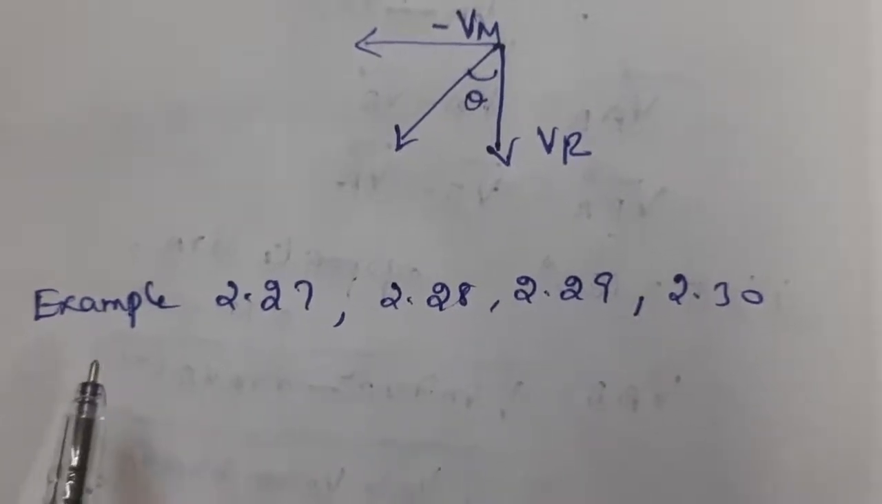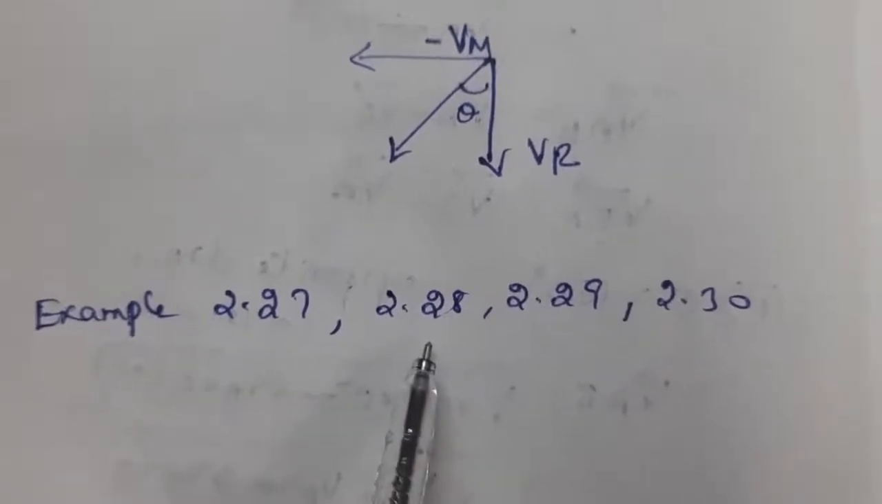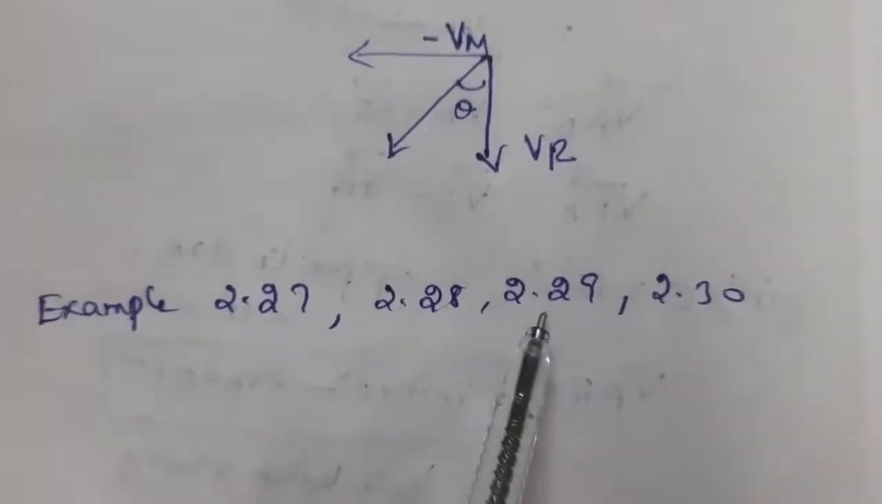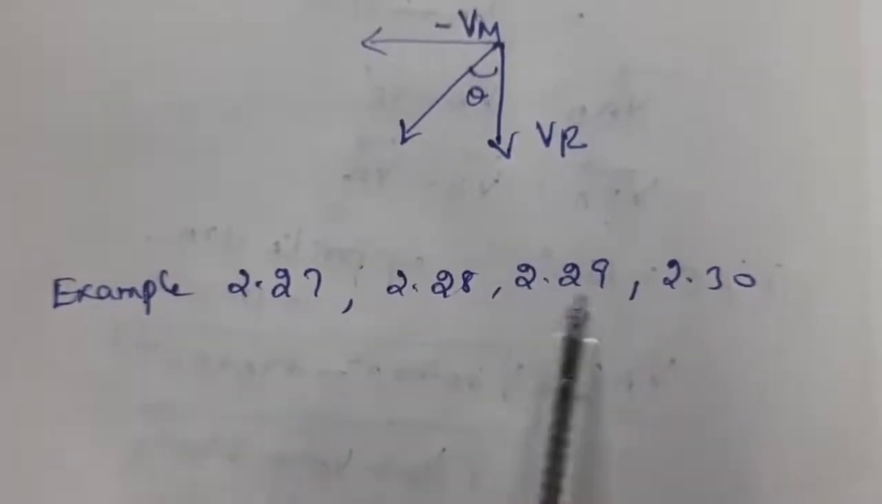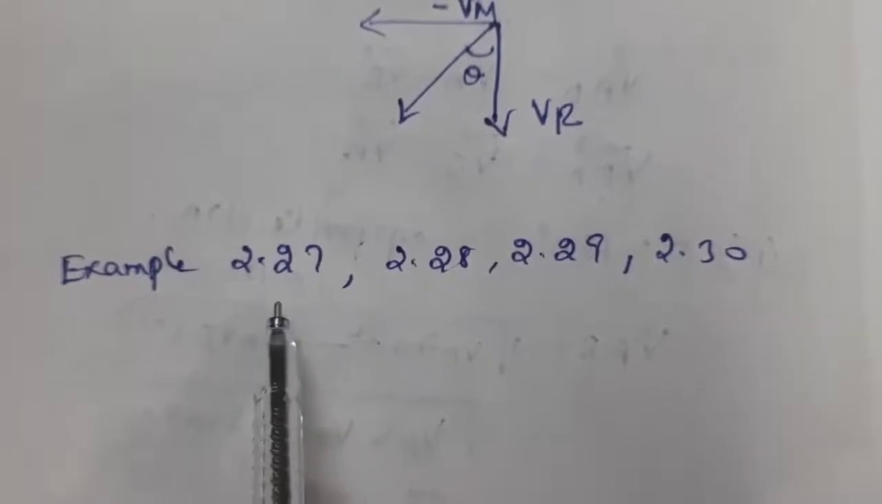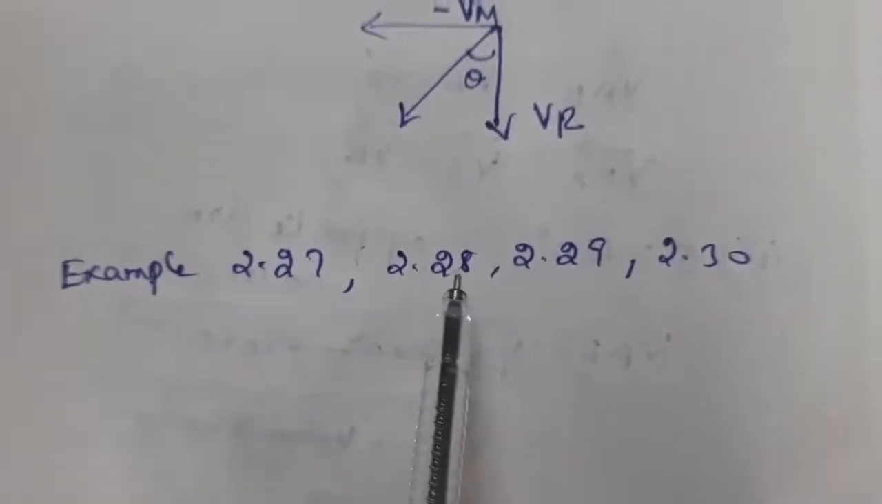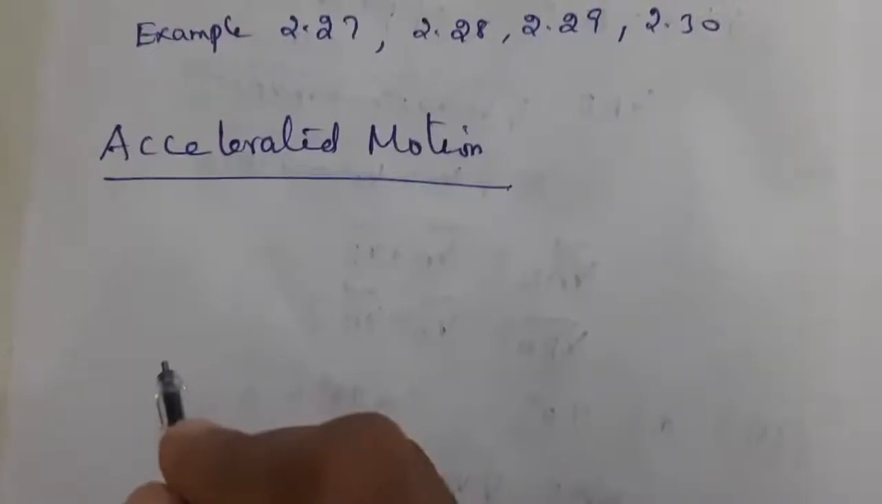Students, you have to do the problems. Example 2.27, 2.28, 2.29, 2.30. All the problems are easy problems. Related to this relative velocity topic: 2.27, 2.28, 2.29 and 2.30.